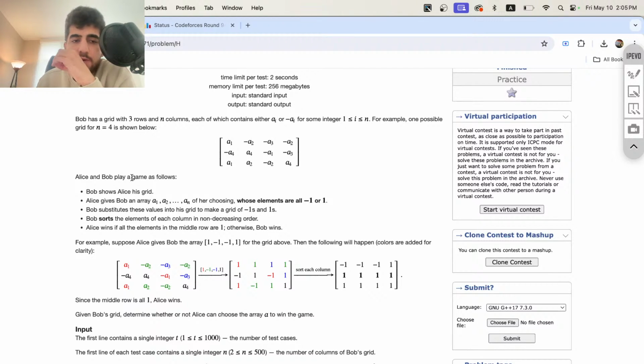And Alice and Bob play a game as follows. Bob shows Alice his grid. Alice gives Bob an array a1, a2 to an. Each element is either -1 or +1. So Bob constructs this matrix, and Alice would set each of the a_i's to either 1 or -1.